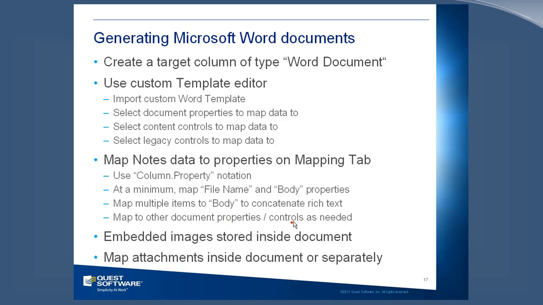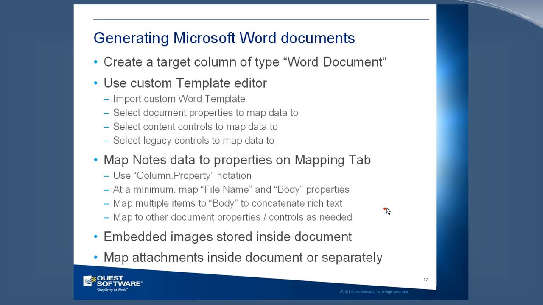Now, a commonly asked question is, can I take multiple things? Like, let's say I have two rich text fields, or a rich text field and a plain text field. The answer is yes, you can concatenate multiple things to the body field, if you want to put them together as one big rich text Word document. And if you have other properties or controls, you can map those as well.